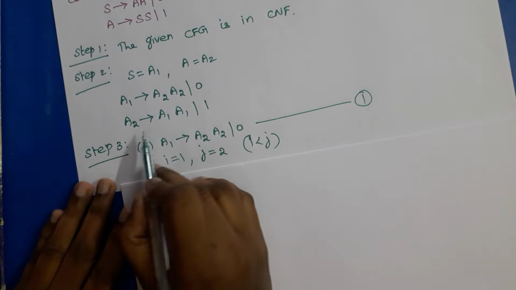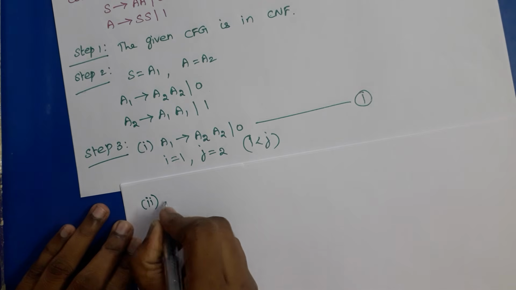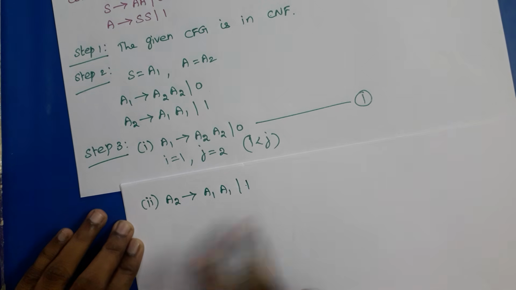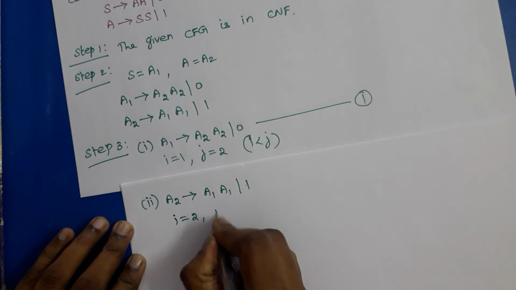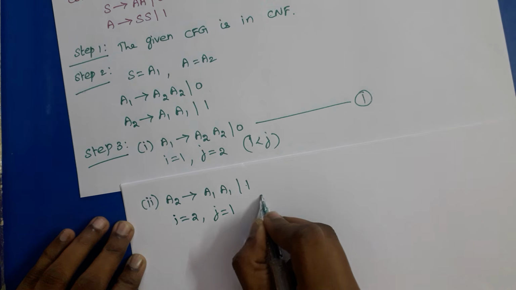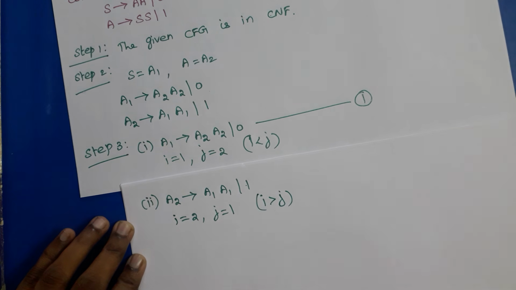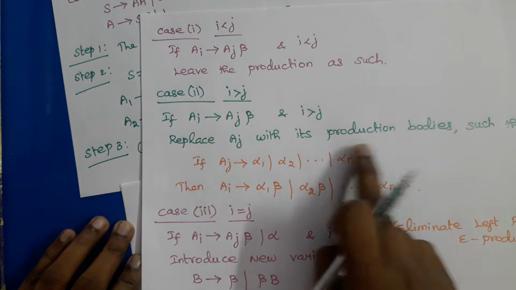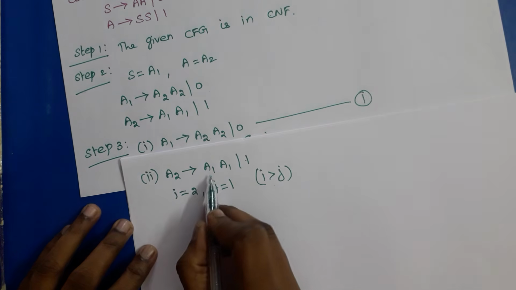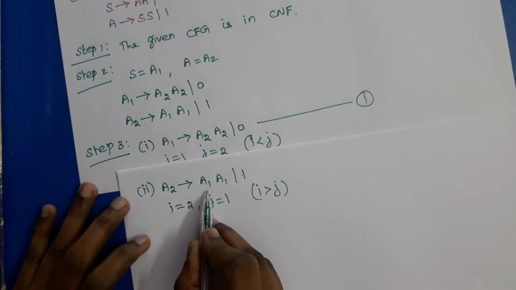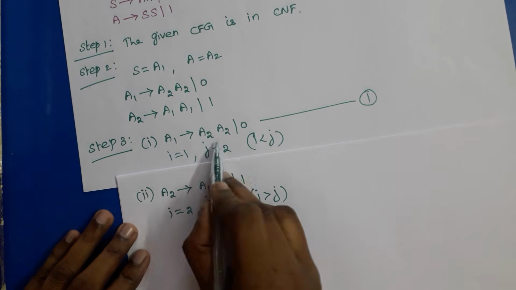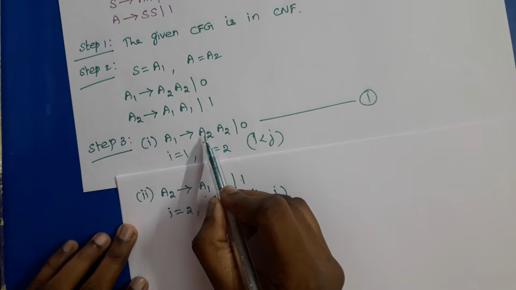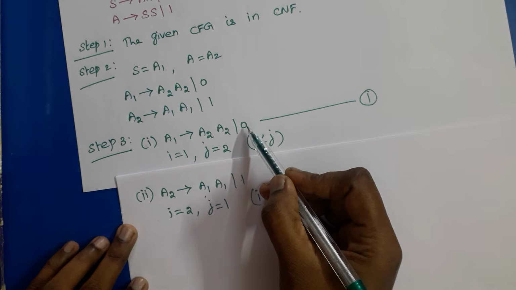So next we need to consider the second equation. So A2 tends to A1 bar 1. So here i is 2 and j equals 1. So i greater than j. So i greater than j case means we need to replace this A_j with its production body, right? So here A_j means A1. So A1 must be replaced with its production body. So what is A1? A2 bar 0. So we have to replace A1 with the first production first, then the second production.